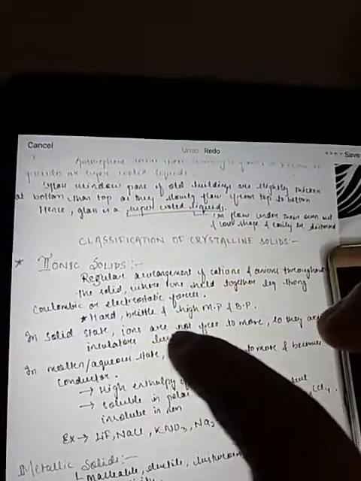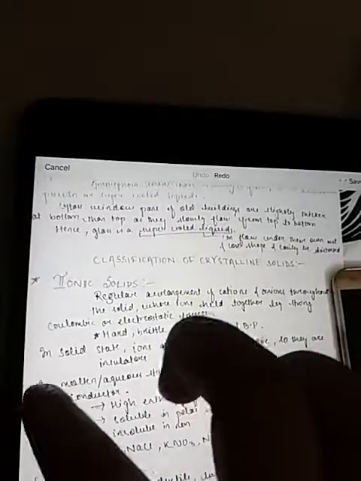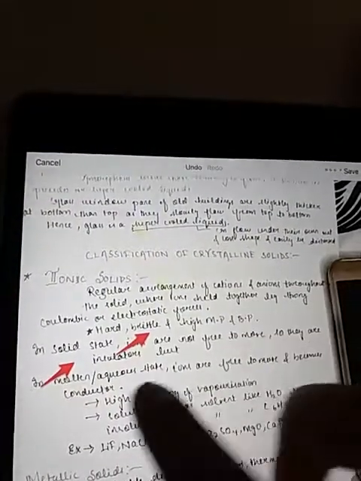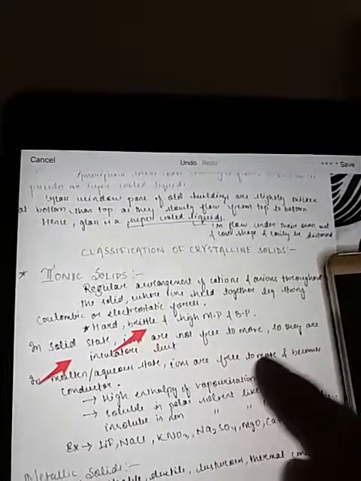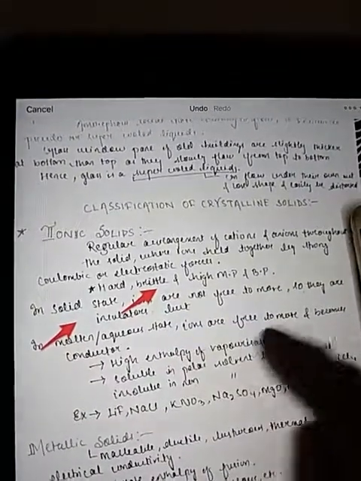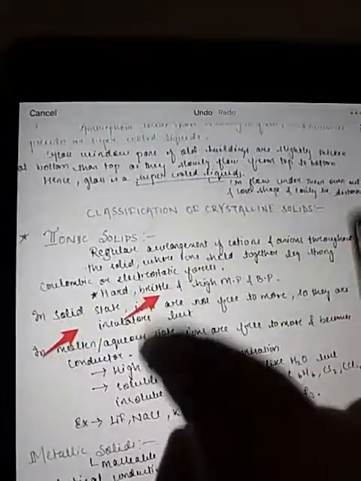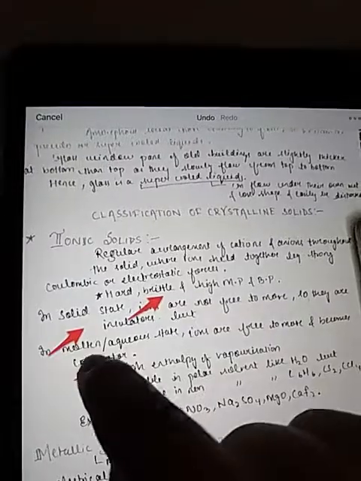In the solid state, ions are not free to move, so they are insulators. If they ask you the question why ions are not free to move, you can write why they are insulators and what makes them conductors. These are two important points. In the solid state, ions are not free to move, so they are insulators. But in the molten state or aqueous state, ions are free to move. That is why they become conductors. And because of this conductor part, these two are also factors.